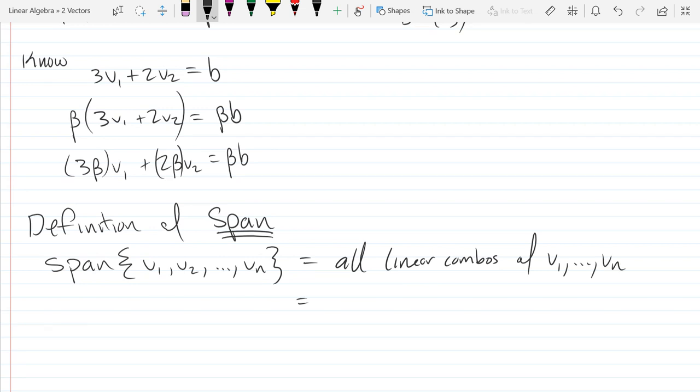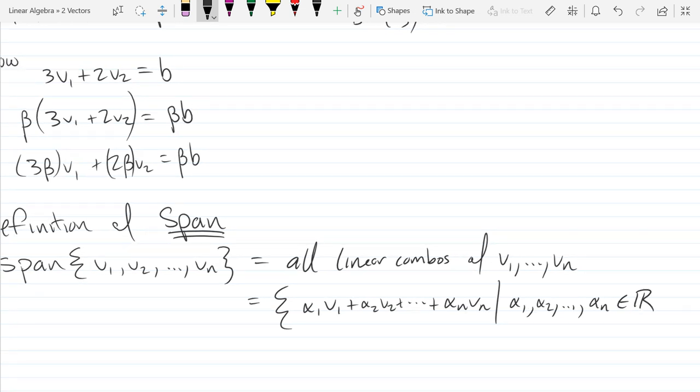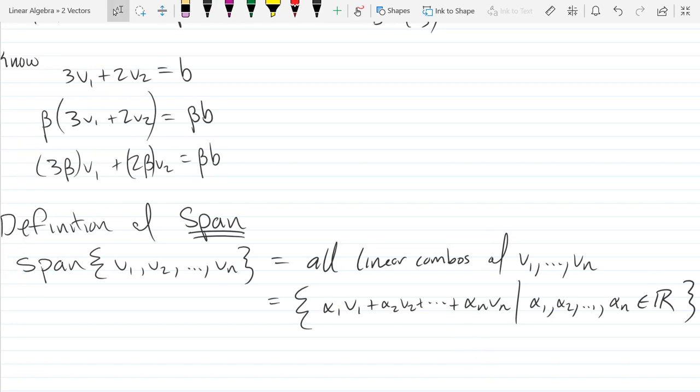If we write it in set notation, it's alpha 1 v1 plus alpha 2 v2 plus dot dot dot alpha n vn. Now, the vectors v1 through vn already existed, but alpha is something I just started writing here. So I have to write alpha 1, alpha 2, dot dot dot, alpha n come from the real numbers, meaning they are scalars. So that's the span. It's just every linear combination of those vectors.